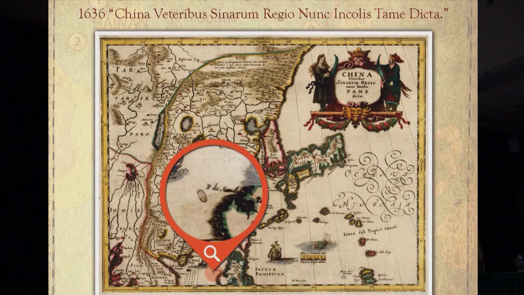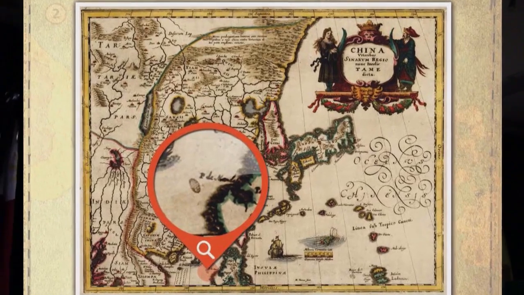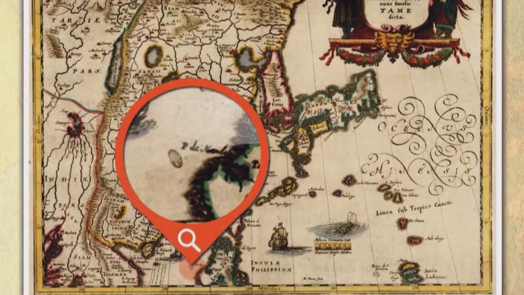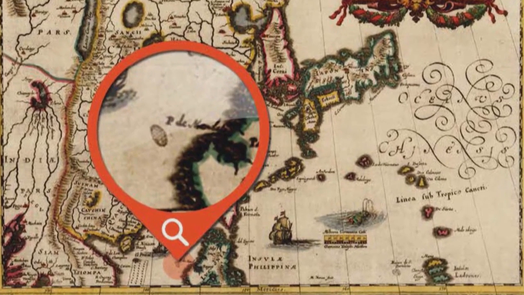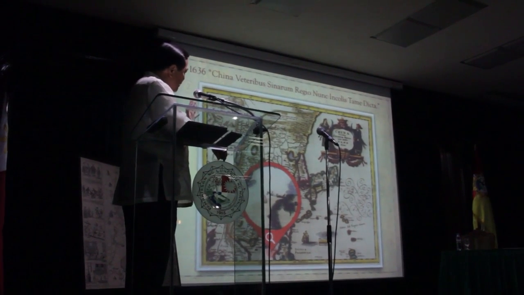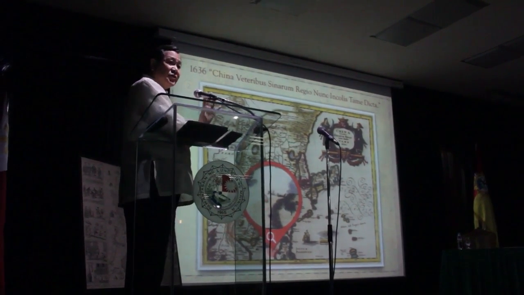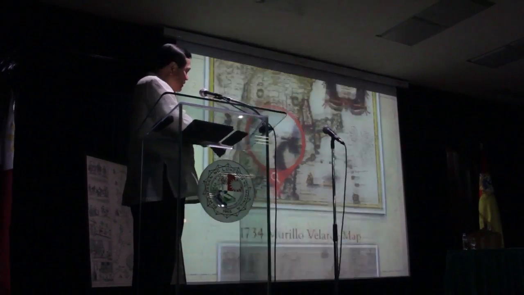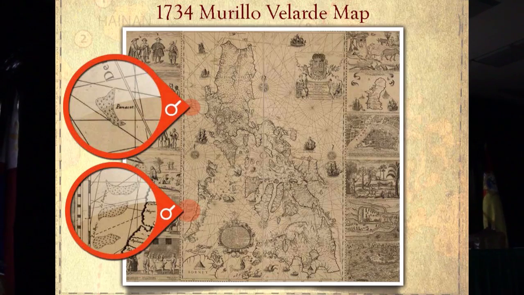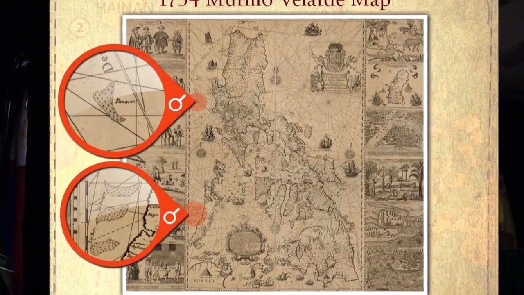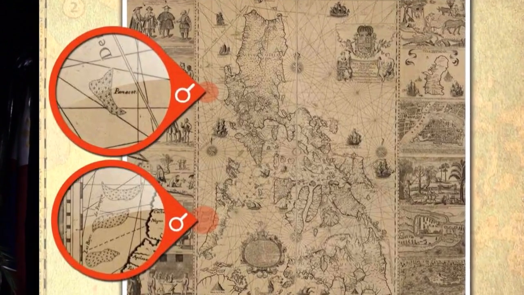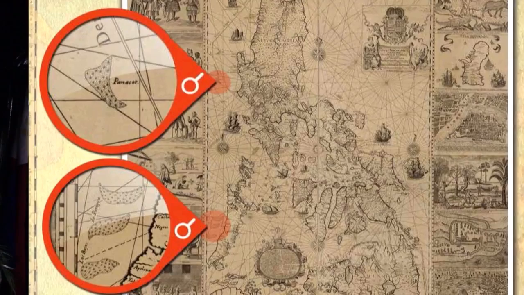Okay, this is the Philippines, the oldest map I can find showing Scarborough Shoal. This is the 1636 map. P. de Mandato, that is not the name of the shoal. P. de Mandato is point of command, so there must have been a Spanish military garrison along the coast. And all other maps of European cartographers showed Scarborough Shoal without a name until 1734, when Father Murillo Velarde made this map. It shows Scarborough Shoal as Panakot. The first name ever given to Scarborough Shoal is Panakot, a Filipino name.